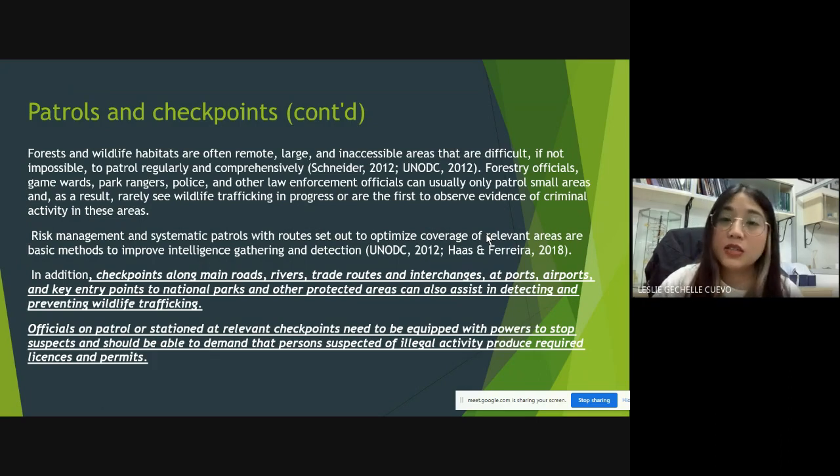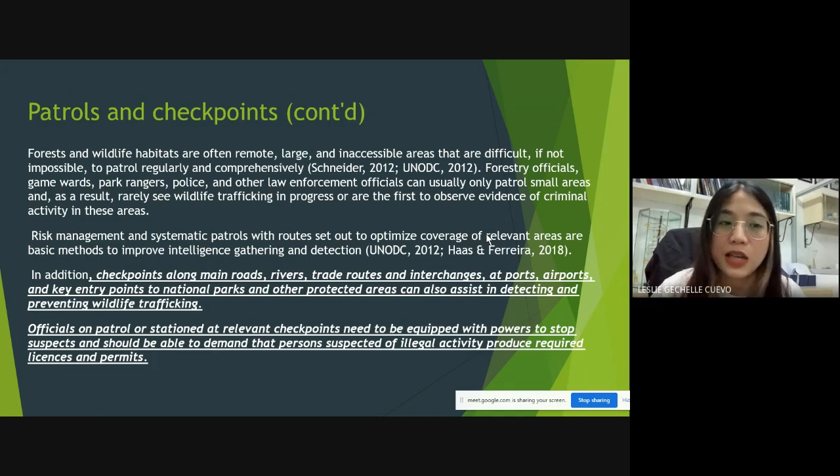Risk management and systematic patrols with routes set out to optimize coverage of relevant areas are basic methods to improve intelligence gathering and detection. So yeah, that's another importance of conducting patrols. In addition, checkpoints along main roads, rivers, trade routes, and interchanges at ports, airports, and key entry points to national parks and other protected areas can also assist in detecting and preventing wildlife trafficking.